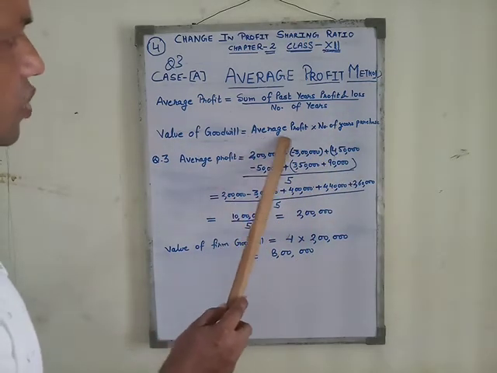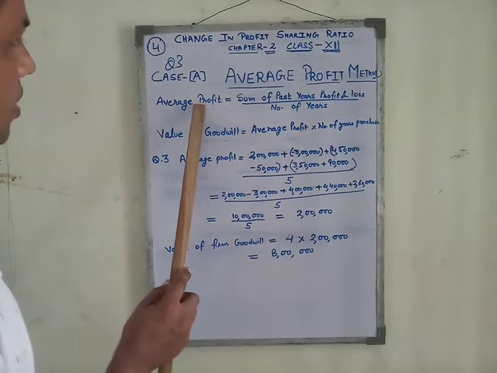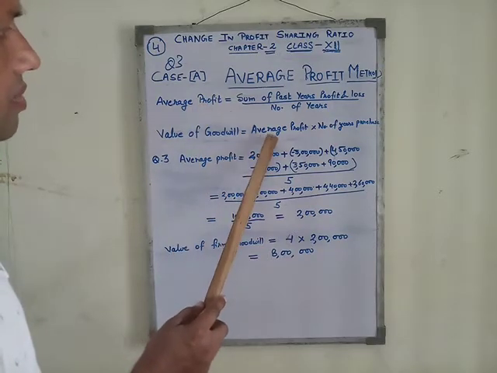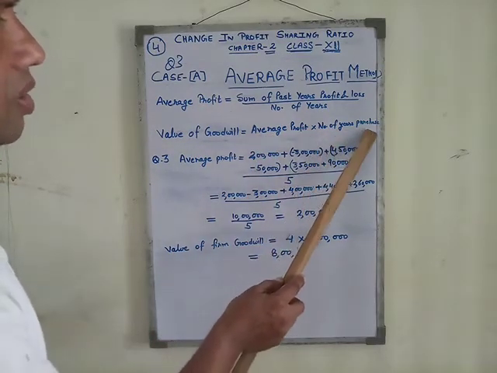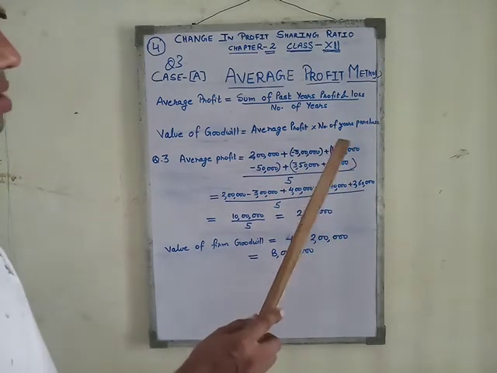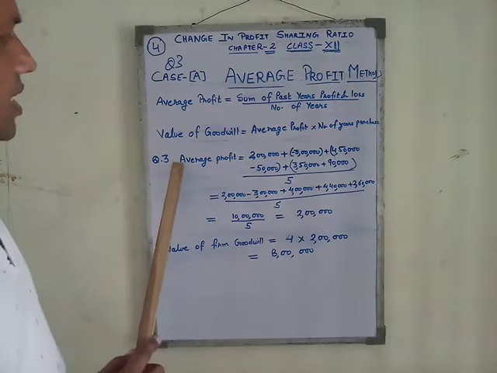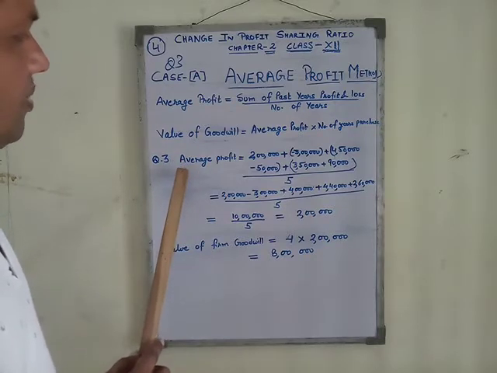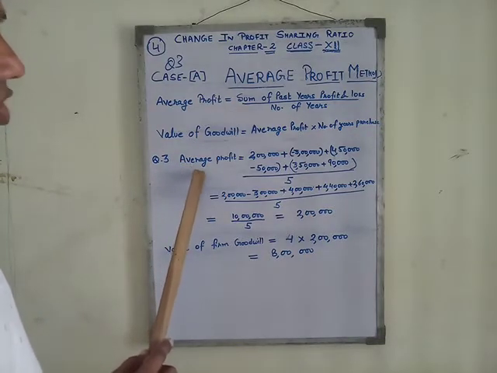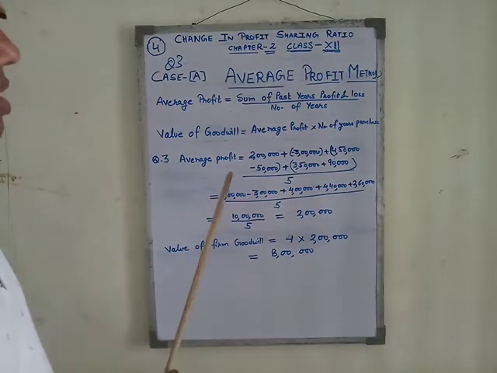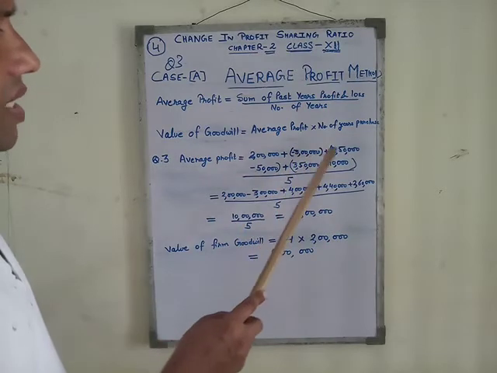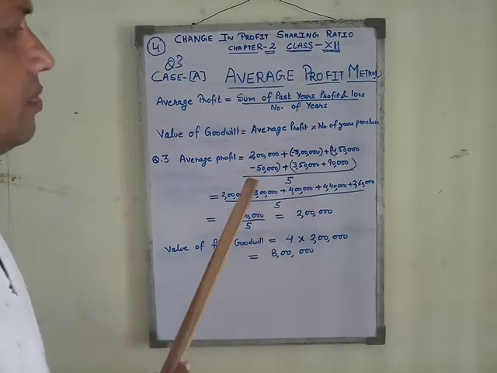So first we calculate the average profit, and then the number of years' purchase is given in the question. So this is question number 3 of D.K. Goyal, in which we first of all calculate the average profit. In this question the 4 years' profits are given. This is the first year profit, second year, third year and fourth year.